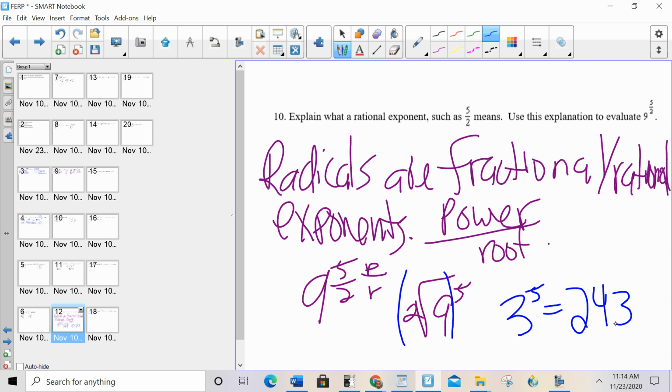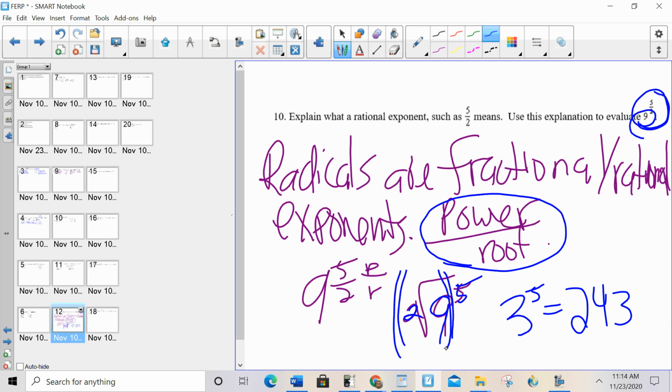So to evaluate fractional exponents, well, radicals are fractional exponents, and the fraction is always the power over the root. So we put whatever is being raised to the power, again, inside the radical. The power is 5, the root is 2, the root always goes outside. Evaluate the root first, then raise it to that power. You could do the power first and then the root, it just gets bigger. It's easier to do the root first.